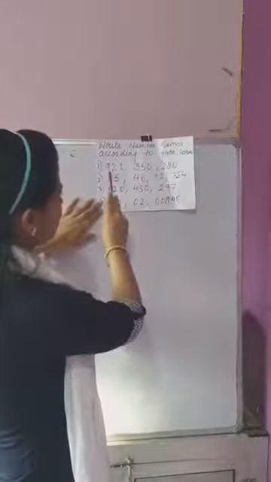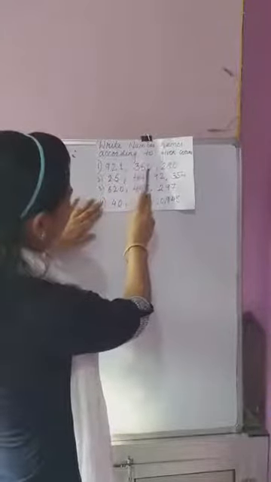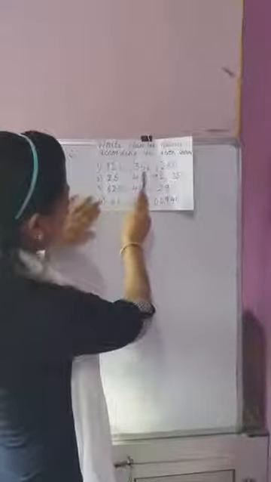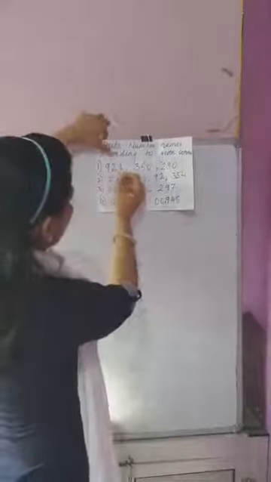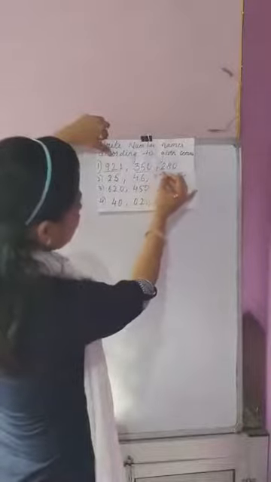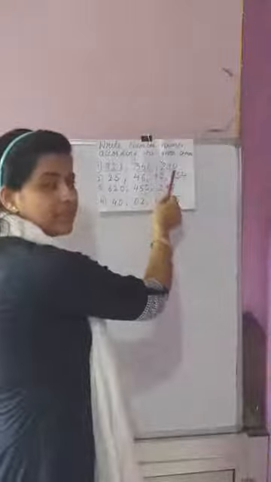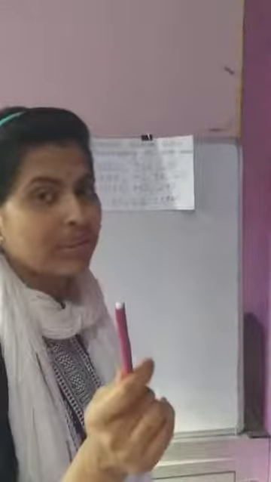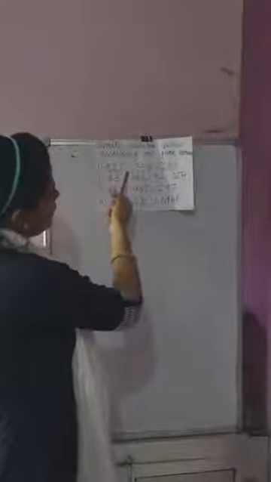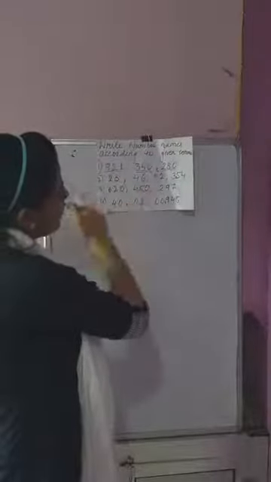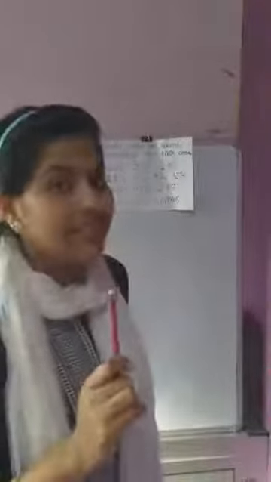See the first question, 921,350,280. The comma is given after 3 digits. See, after 3 digits. Here also after 3 digits. And here are 3 digits also. So which system of numeration is this? You have to first think about that, and then you will be able to write its number names. You can see here after 3 digits there is a comma. Again after 3 digits there is a comma. It means this is the international system of numeration.